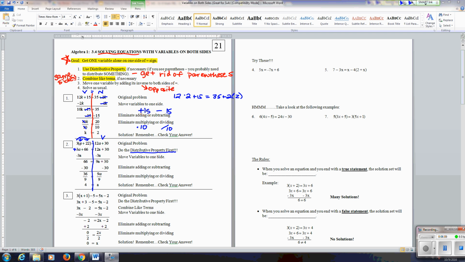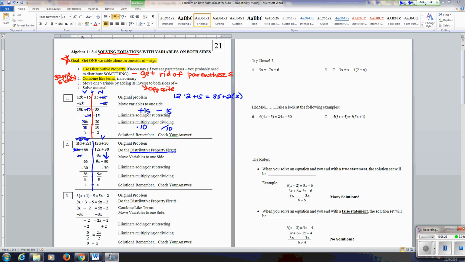So if it's a positive 3A, it's like adding. So it's a positive 3A, so we're doing a negative 3A. That's why they add to 0. So 66 is left. 12A minus 3A is 9A. 12 minus 3 is 9. Bring down my 30. Okay?